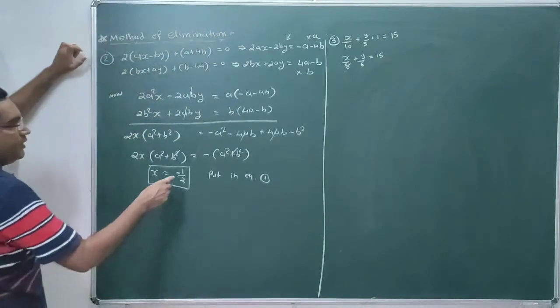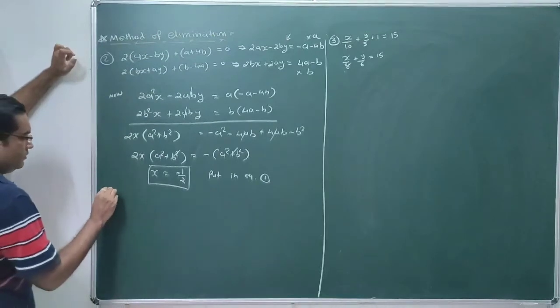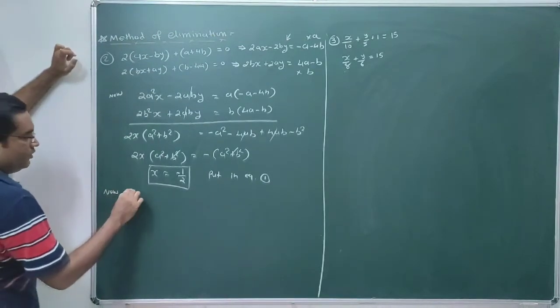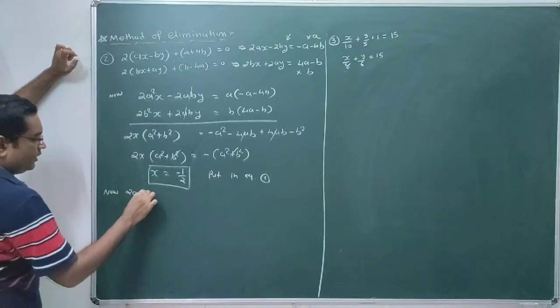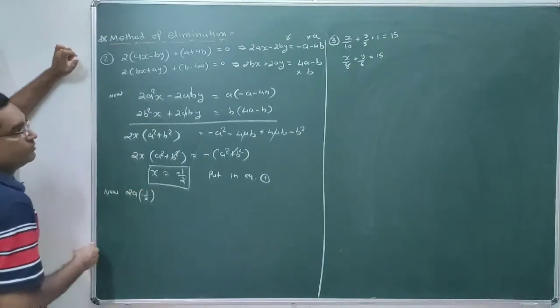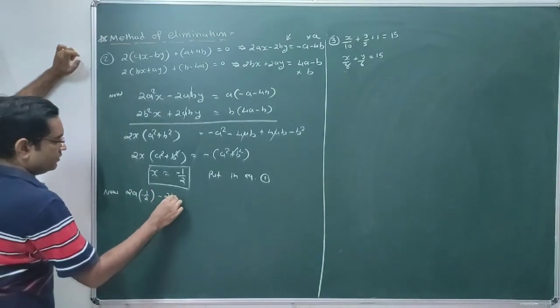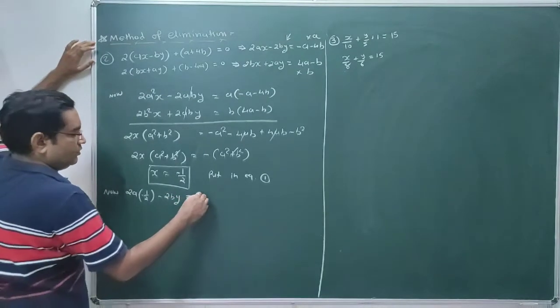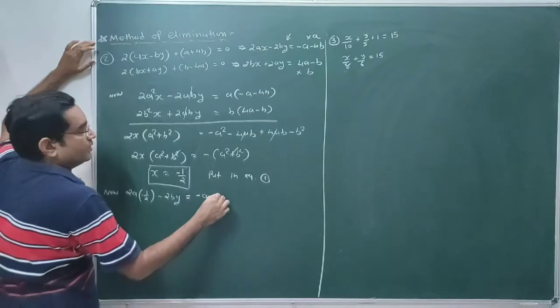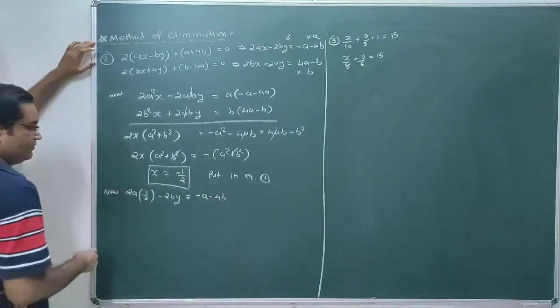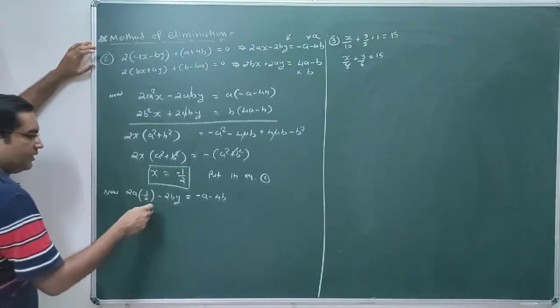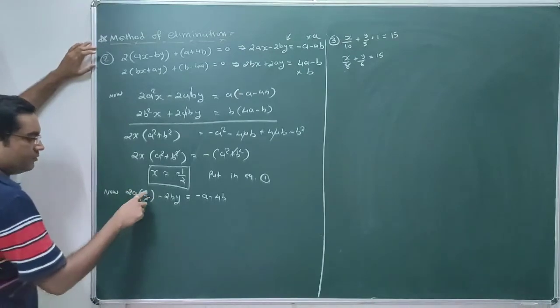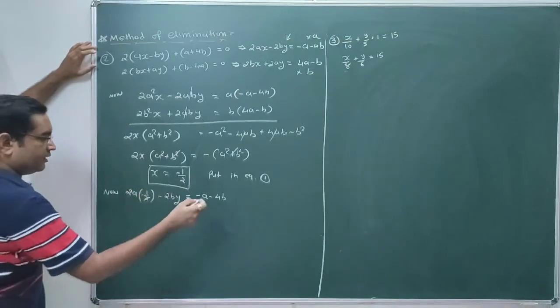So here 2ax. We can write 2ax as 2a into minus 1 by 2, minus 2by, and that is equal to minus a minus 4b. This is the value of y. Simplify this. This 2 will be cut. So it's minus a. Minus a will go to the right hand side.